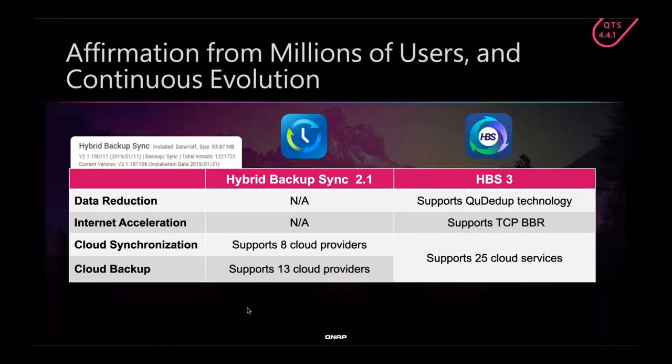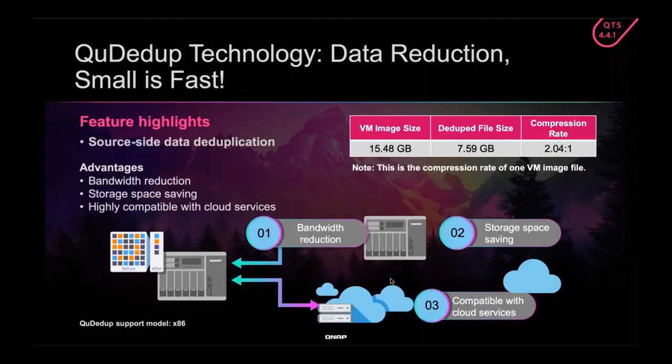So to compare the new Hybrid Backup Sync to the old Hybrid Backup Sync, we now have our QDFF data deduplication. We support TCP BBR, which allows you to send data faster through the internet, whereas we used to support 8 cloud providers for synchronization and 13 for backup. Now we support 25 services for both backup and synchronization.